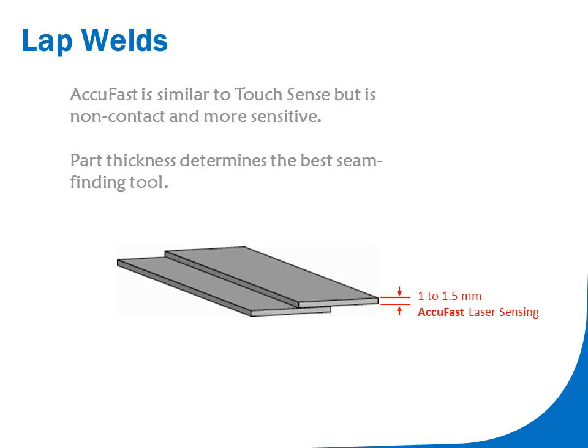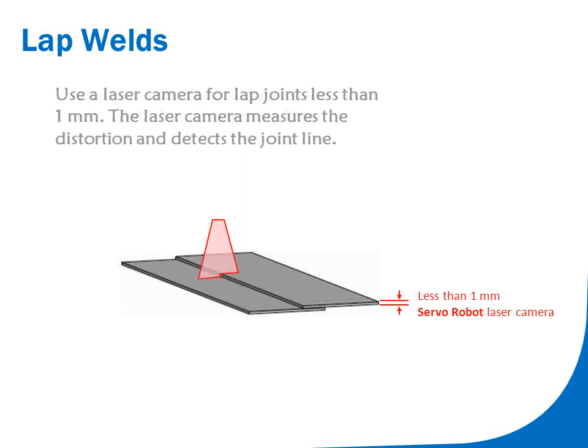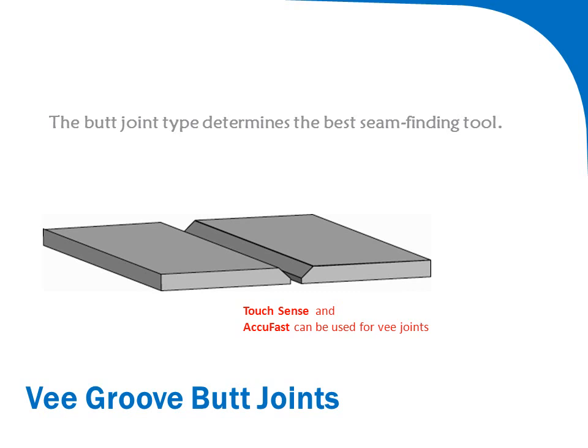AccuFast is used for thinner materials, and the non-contact sensor searches more quickly than touch sensing. Programming utilizes the same macro jobs as touch sensing. Laser cameras find lap joints on very thin parts and provide joint gap data.